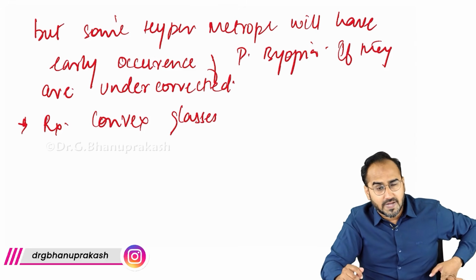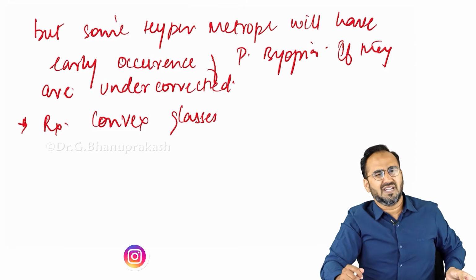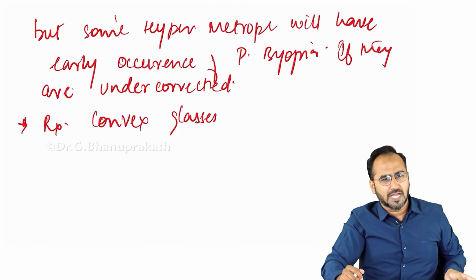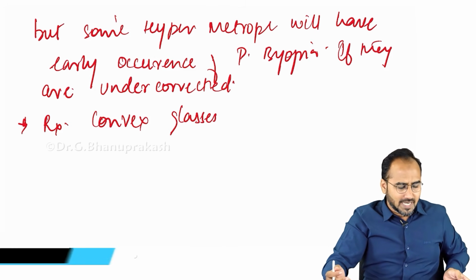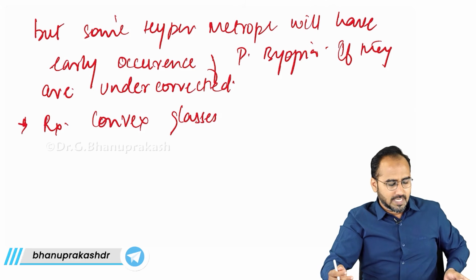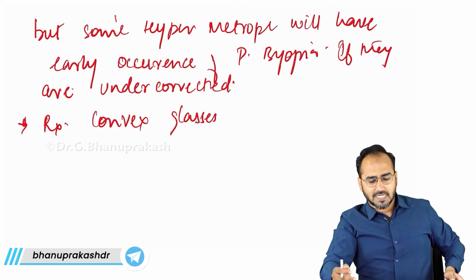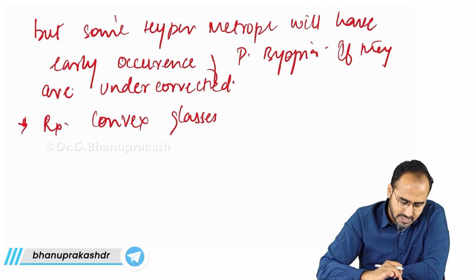Why convex glasses? Why can't you give concave? No need of concave, sir. Concave is used for myopia. Presbyopia is age-related hypermetropia. Is this thing clear, guys? This is regarding what? Presbyopia.